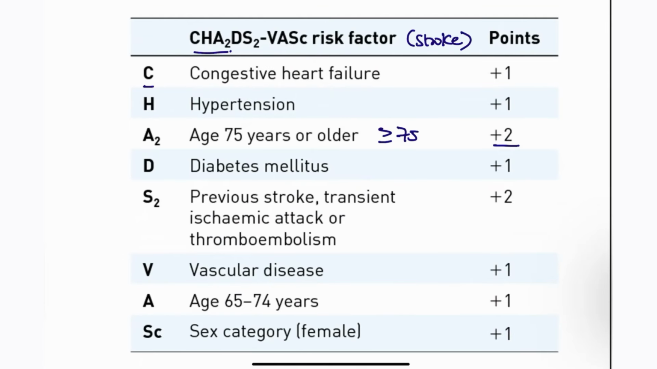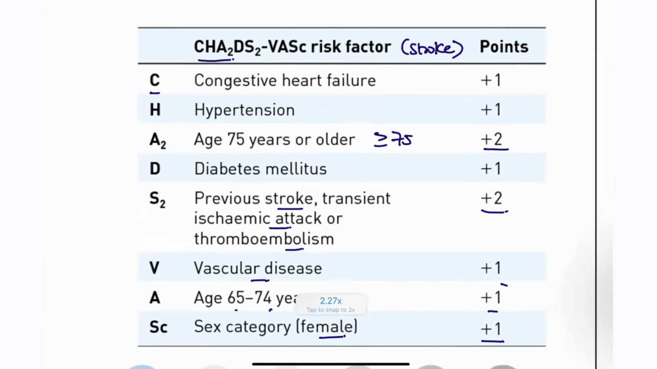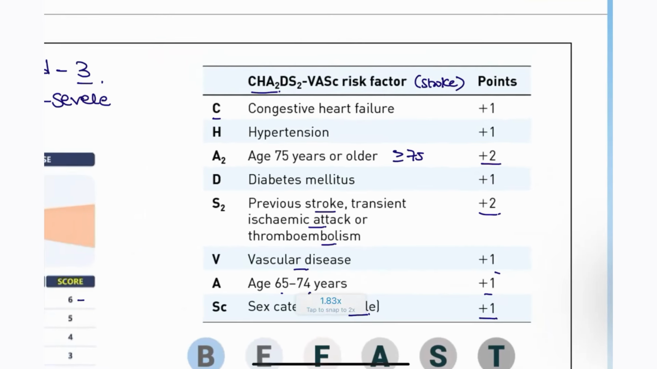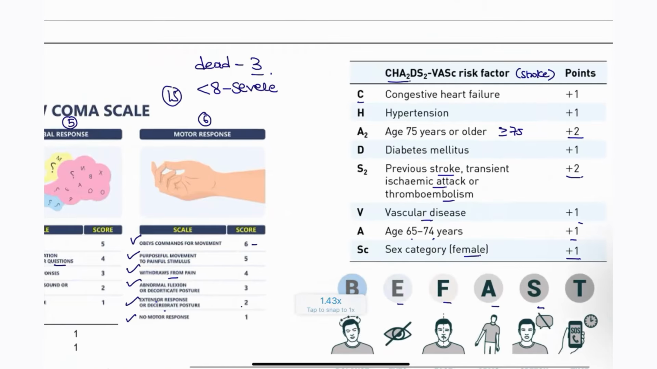D for diabetes mellitus, S2 for previous history of the stroke, transient ischemic attack, and thromboembolism. Again, 2 points is given for this patient. Vascular disease, 1 point. Age 65 to 74, 1 point. Sex, if she is a female, 1 point is given. So this is another criterion that we are going to follow for stroke patients.